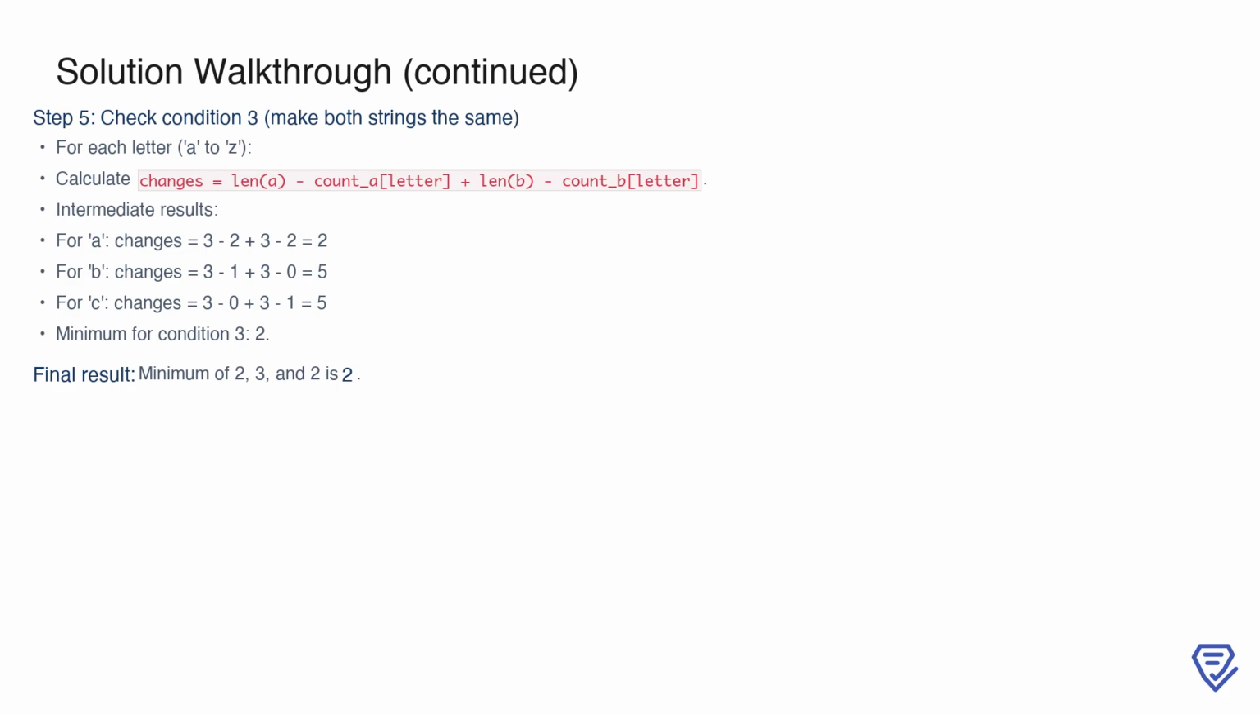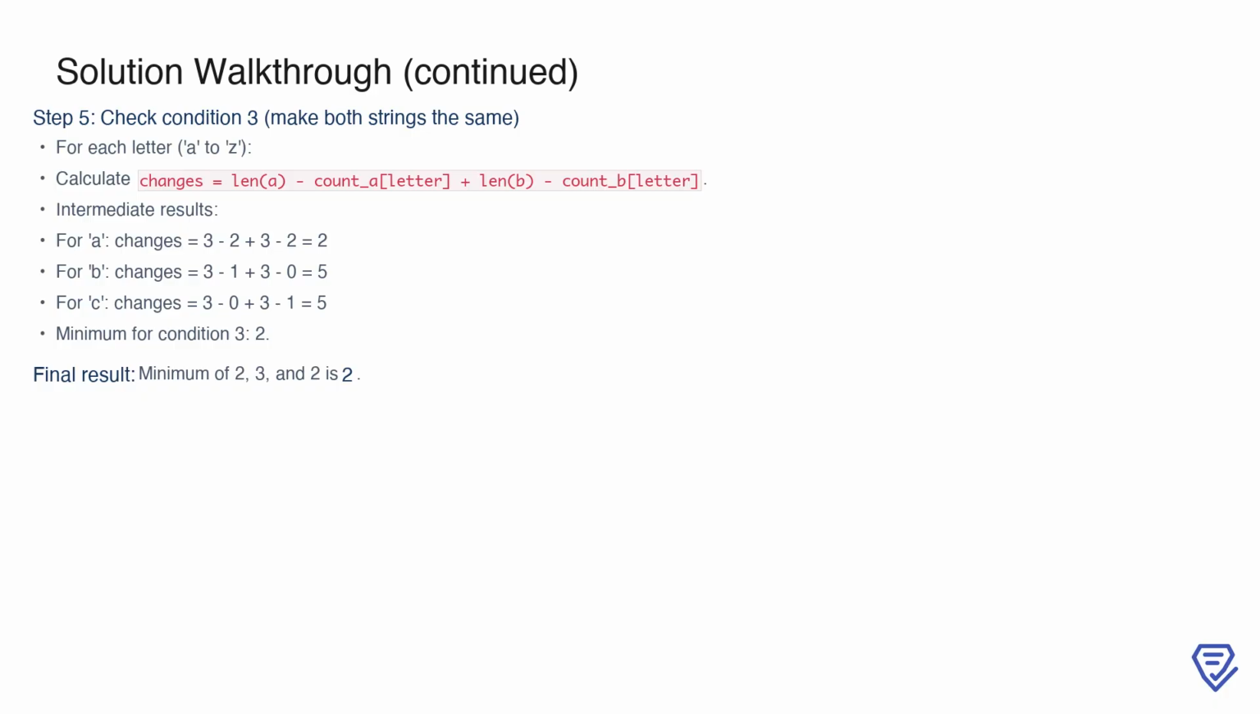For each letter from A to Z, we calculate the total changes needed as len(A) - count_A[letter] + len(B) - count_B[letter]. This formula subtracts the number of characters in each string that already match the target letter and adds the remaining characters that need to be converted.